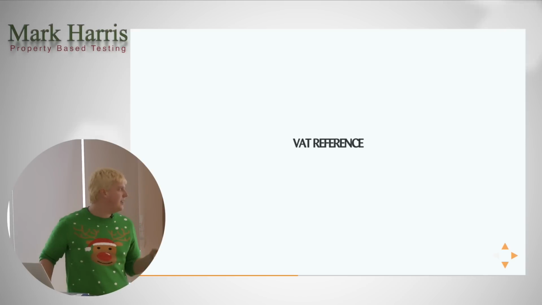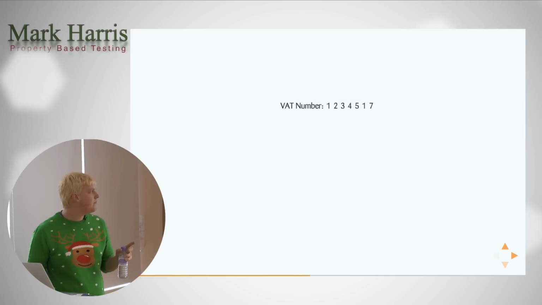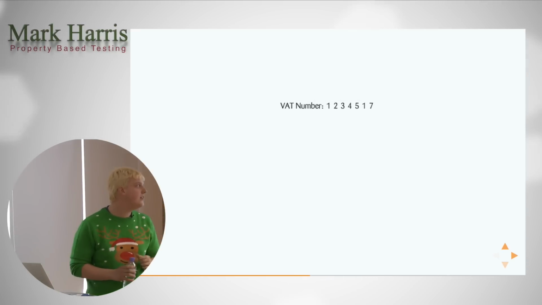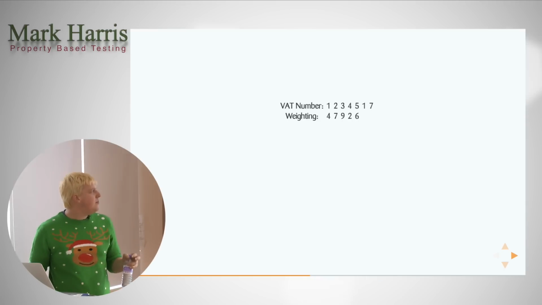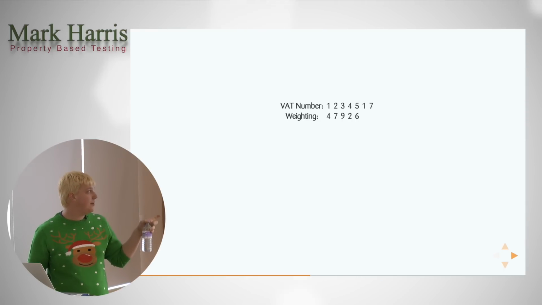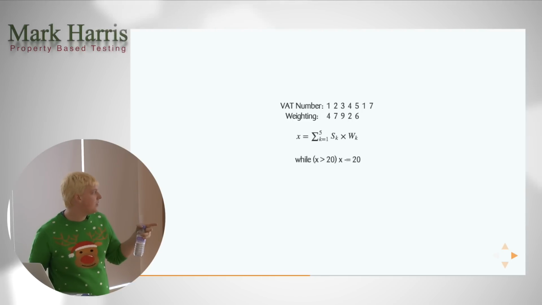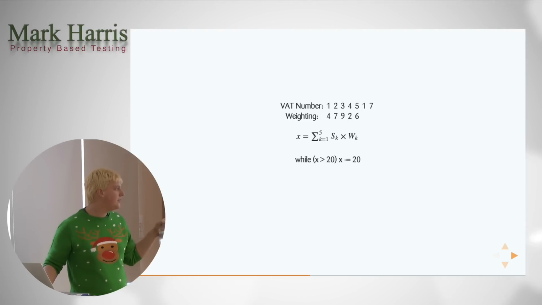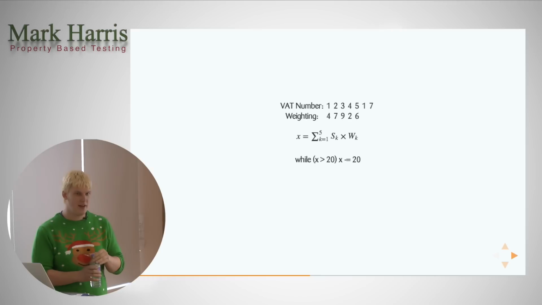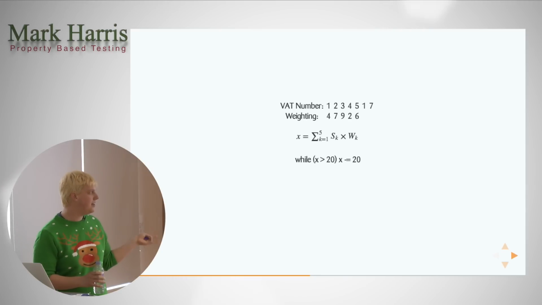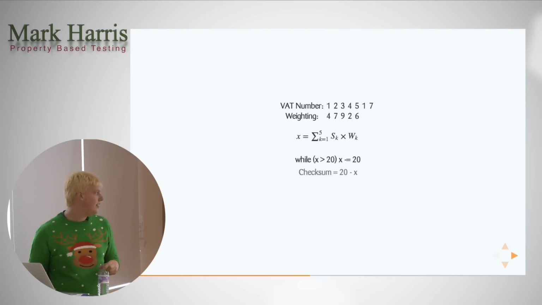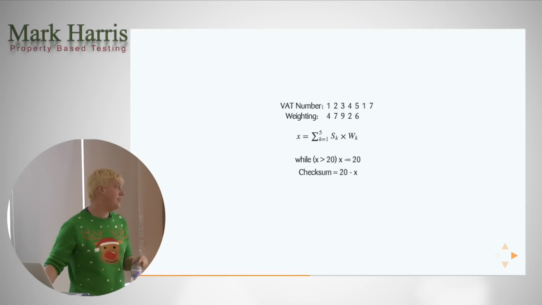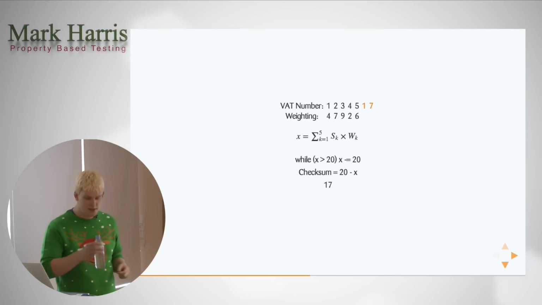And finally, a slightly more involved example for a VAT reference. So here's one of those tax identifiers I was talking about earlier. It's a simplified example, in that the real one is longer. Here are some weights that we want to multiply each of the first 5 digits by. Here is the weighted sum that we're going to produce. The next step of the algorithm for VAT identifiers is you have some limit. Whilst the weighted sum is greater than the limit, you subtract 20. And then your final checksum should be 20 minus the value you get, which is 17 in this case.